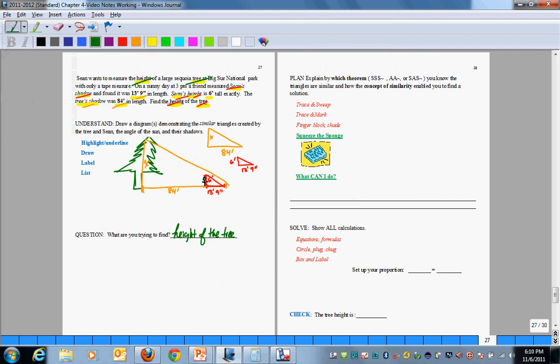So now we're going to try to see what other information we can get here. What other information we can get here. Let's pull these triangles over to the next page.